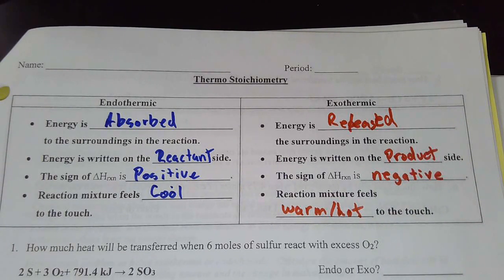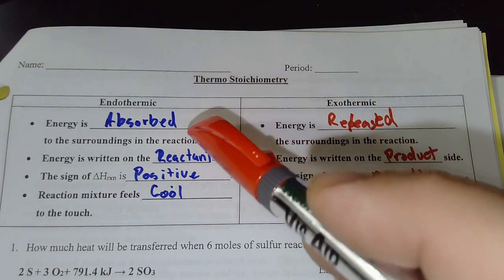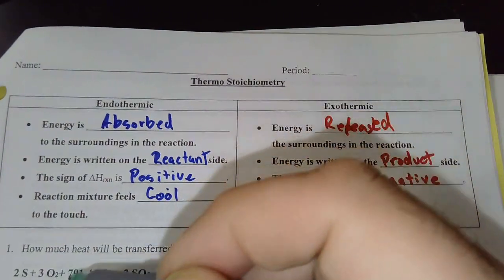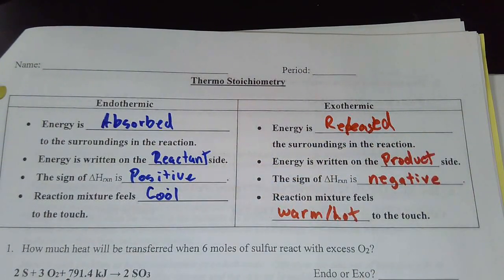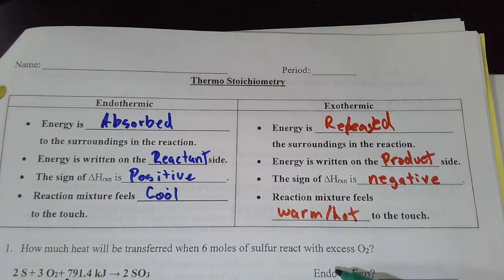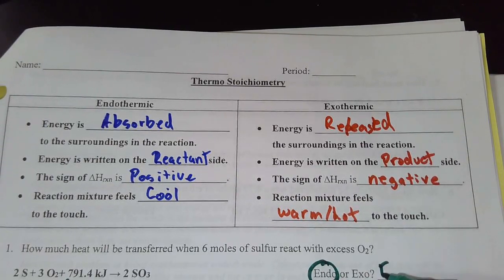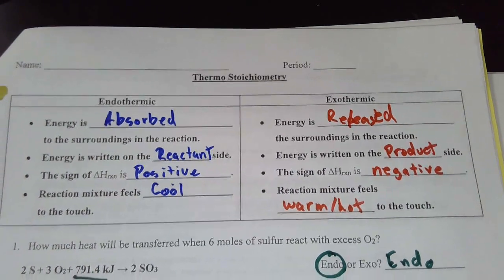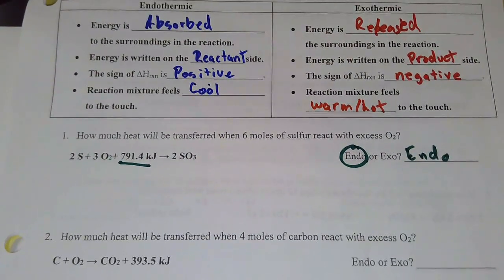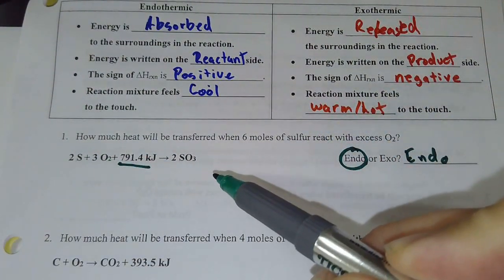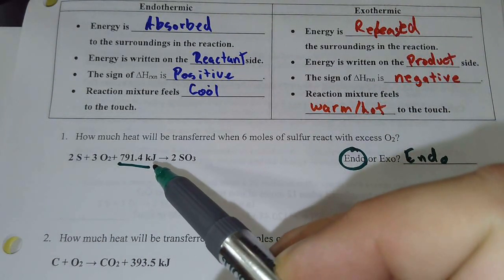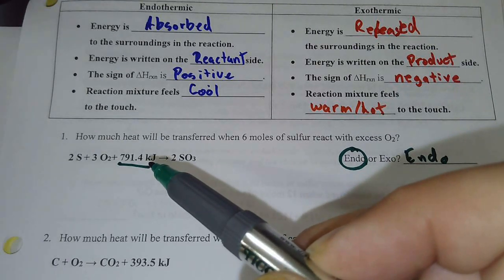So, like we said up here, if the energy is listed on the reactant side, such as this one here, this is an endothermic reaction. Okay? What this is saying is in this balanced chemical equation, every one of these recipes requires 791.4 kilojoules for one batch to occur.